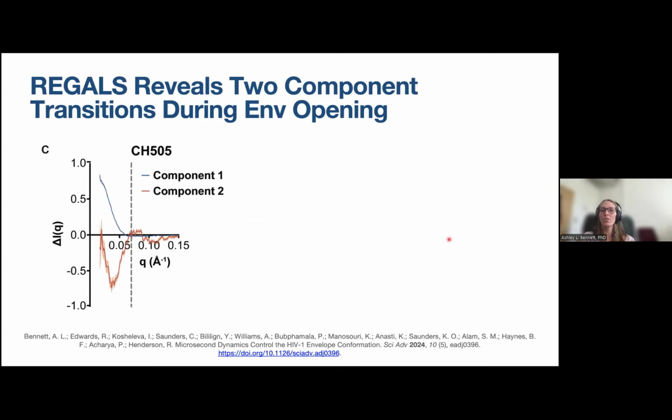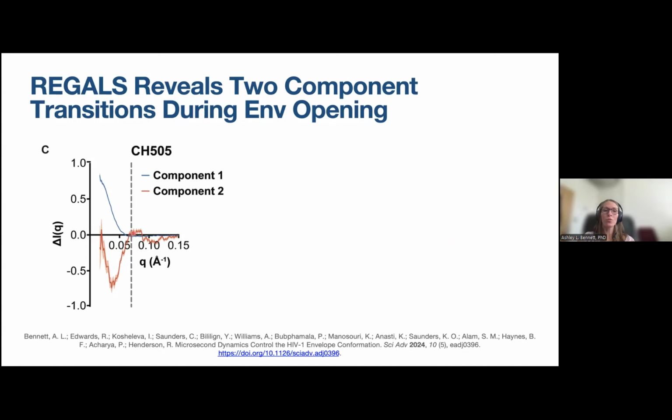And what we found was that there were two primary components in the data, shown here as component 1 in blue and component 2 in red. We can see that component 1 kind of looks like the feature that is shooting down in the previous difference curves, but inverted. And then component 2 looks very similar to the feature that we observe at the 0.07 inverse angstroms.